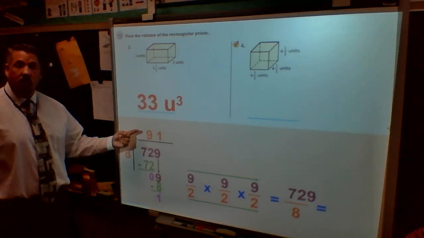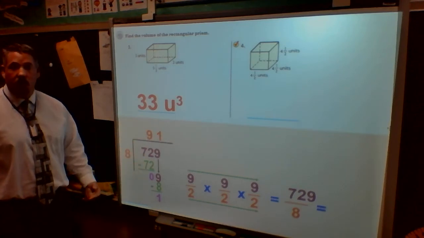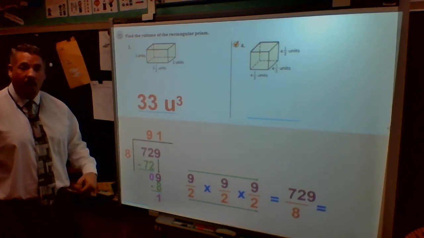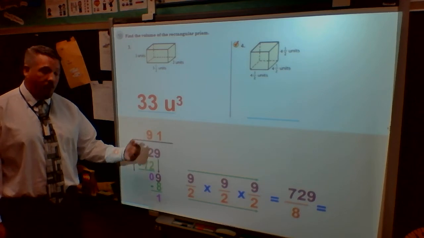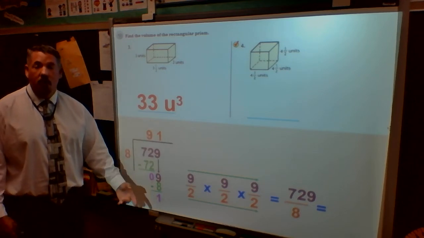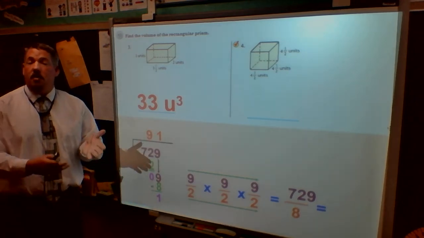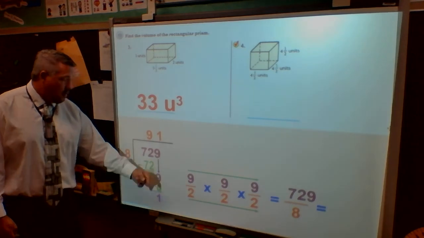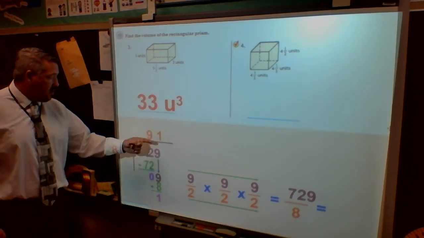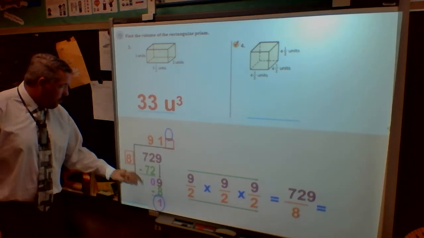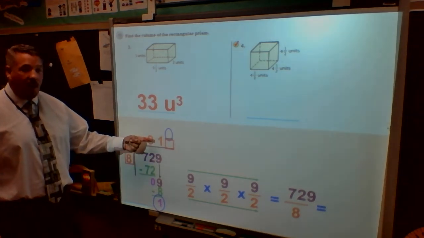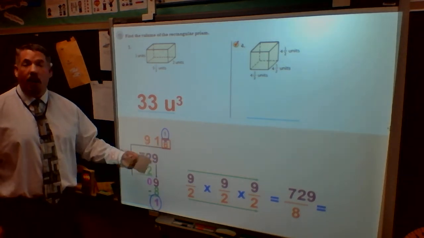8 goes into 72 9 times, which is 72. I bring down my 9, and 8 goes into 9 one time, with a remainder of 1. I have to write my remainder as a fraction. My remainder is my numerator, my divisor is my denominator. So when I put those in the proper places, I know I have 91 and 1/8.